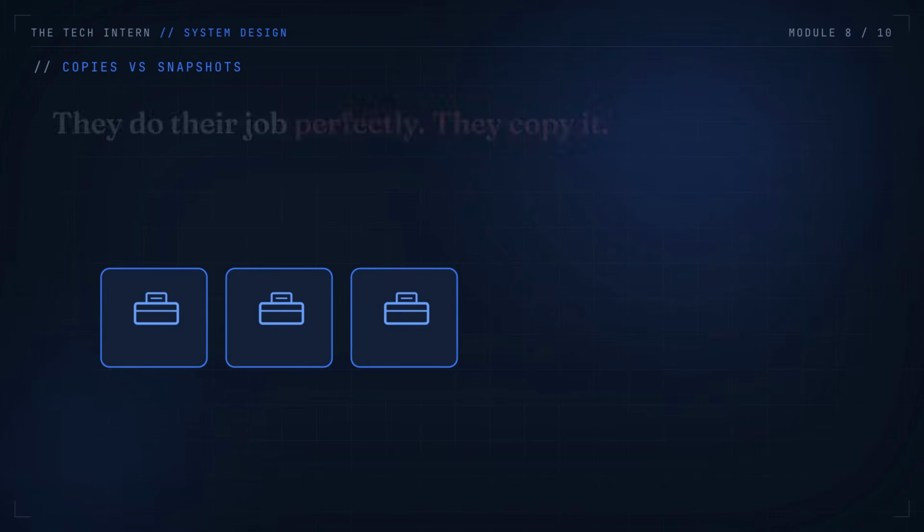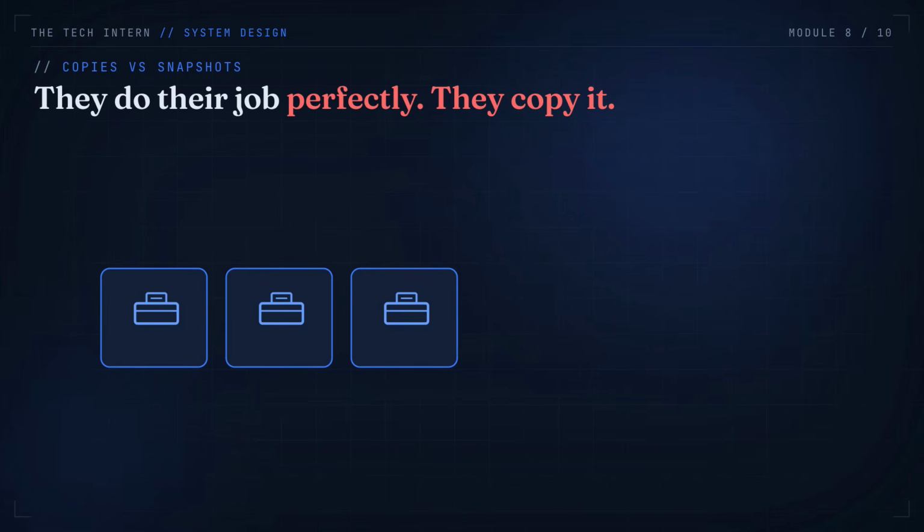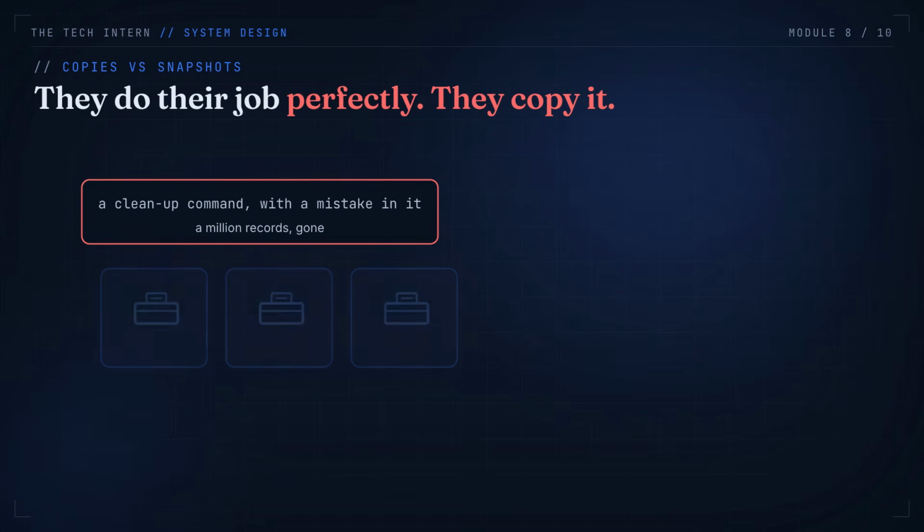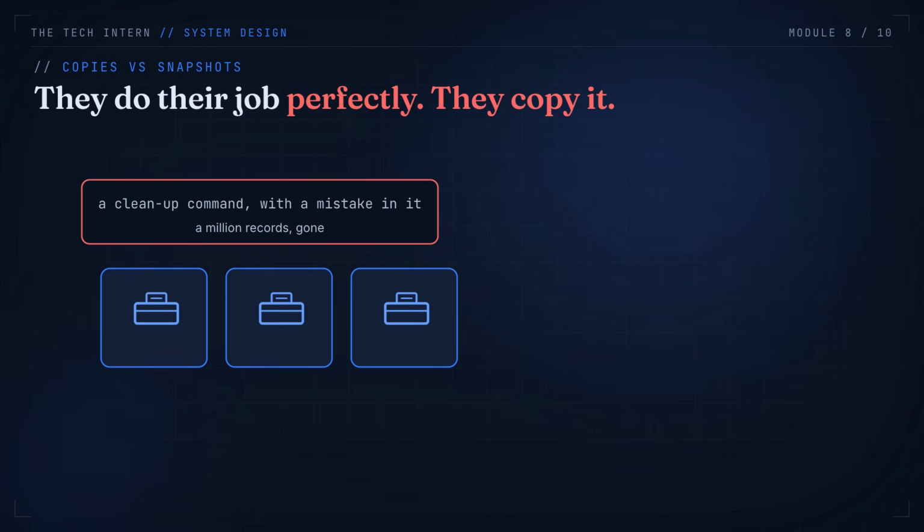One warning, and it is genuinely the most dangerous misunderstanding people have about all of this. It's Tuesday afternoon. An engineer on the team is cleaning up test data and runs a delete with a mistake in it. It wipes a million order records off the primary. What do the replicas do? They do their job perfectly. They copy it. Within milliseconds, all three machines are identically, faithfully, correctly empty. Replication protects you from a machine dying. It does not protect you from a mistake, because a mistake is just a write, and copying writes is precisely what it's built to do.